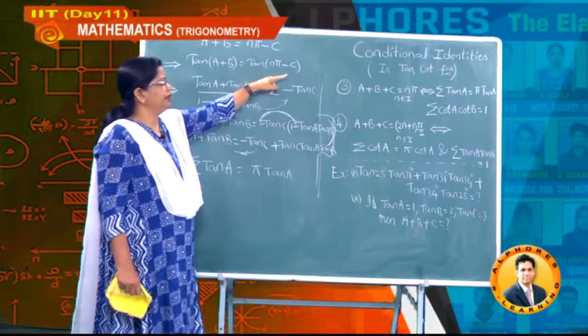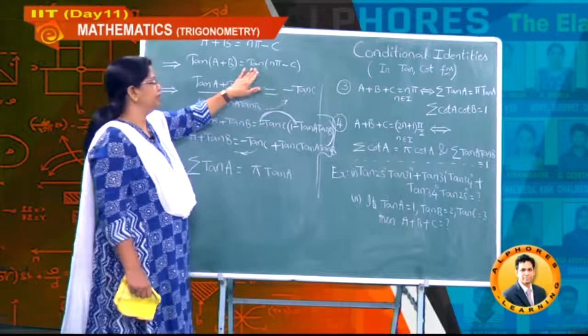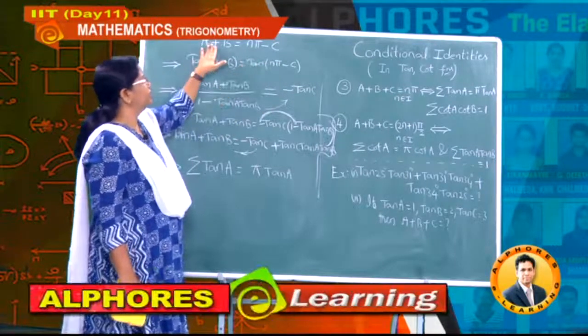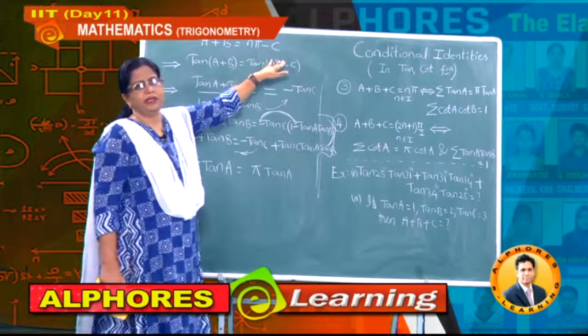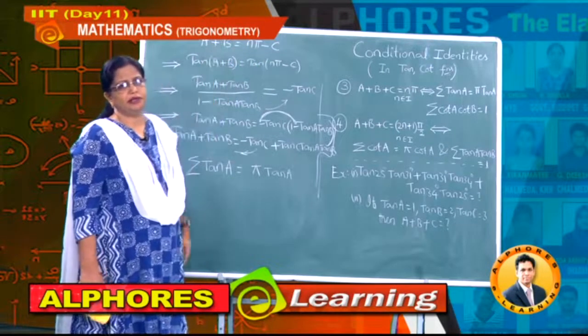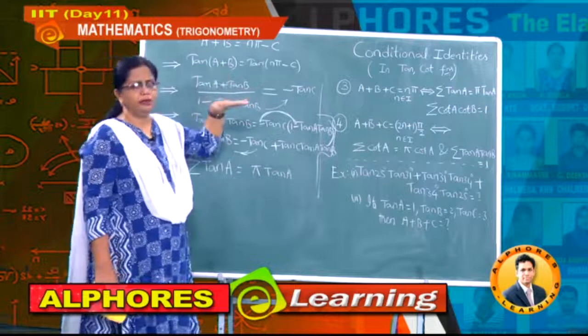If n is 0, what is the value? Again minus tan c, and then remove the tan function, so you got a plus b is n pi minus c, hence a plus b plus c equal to n pi.